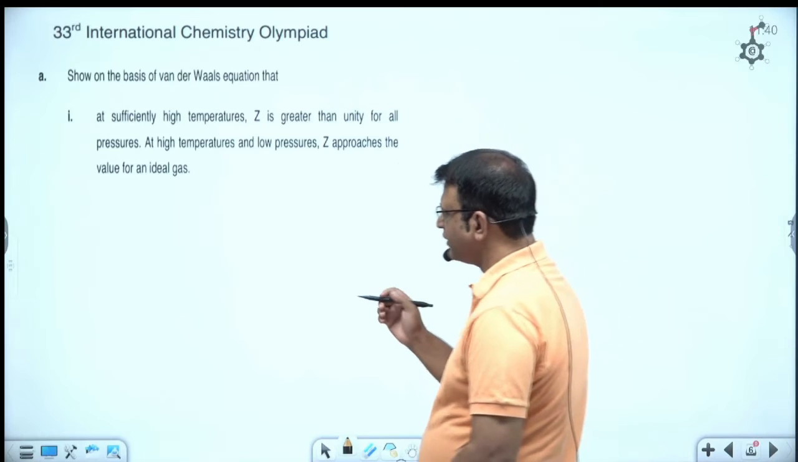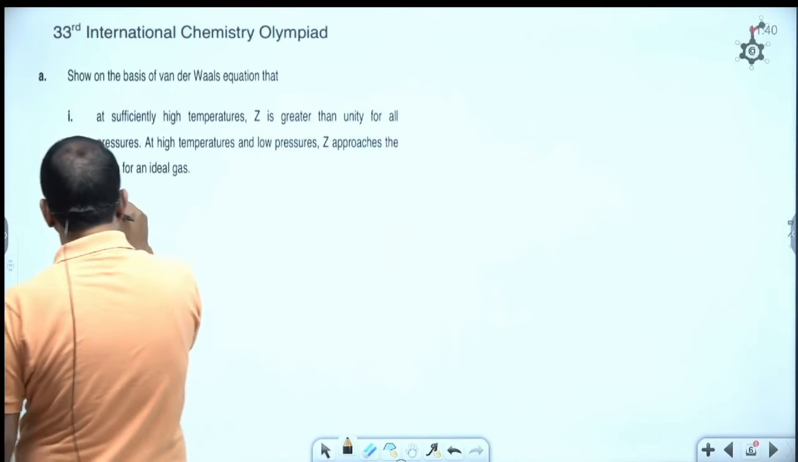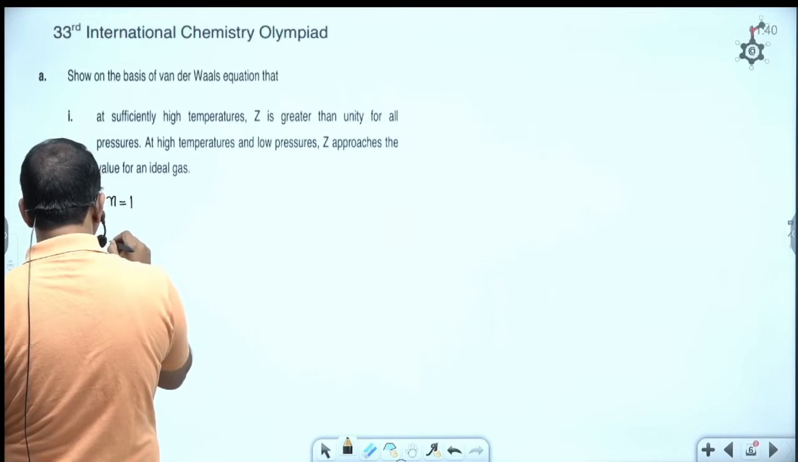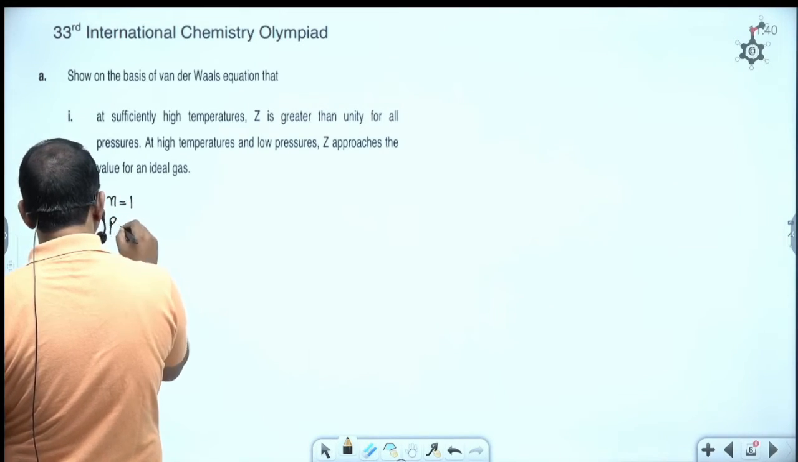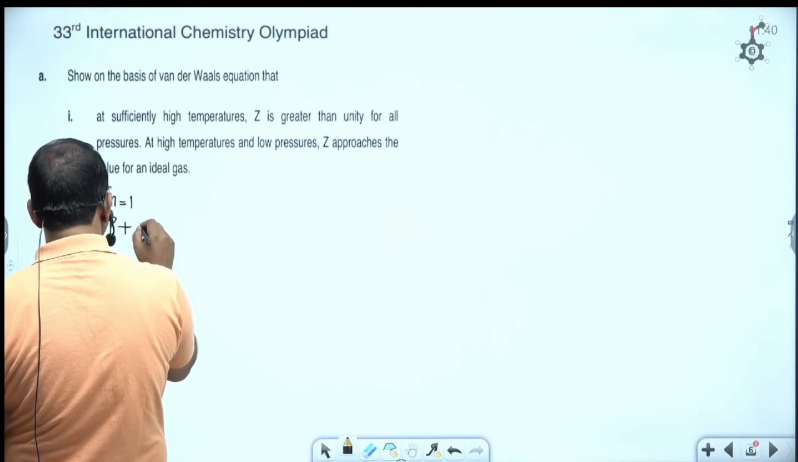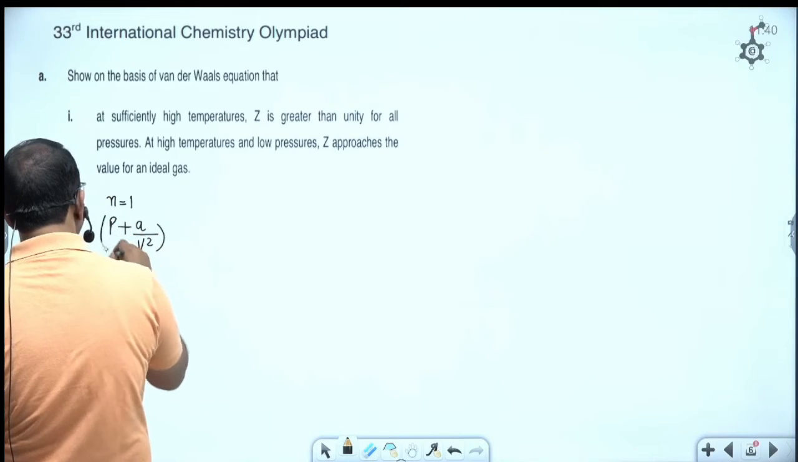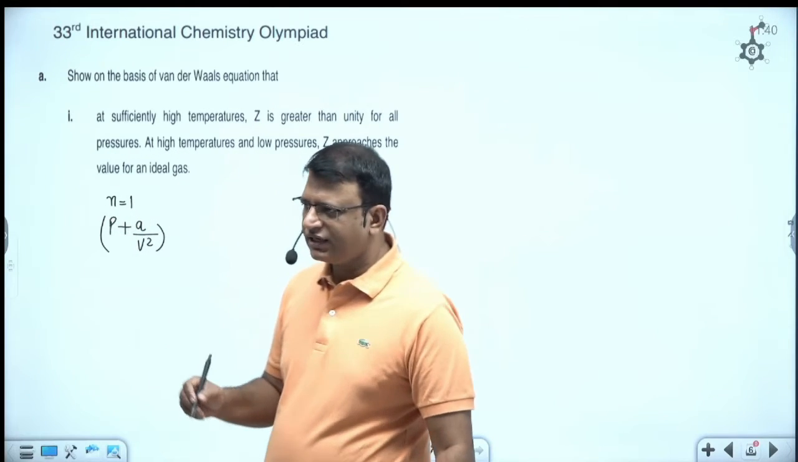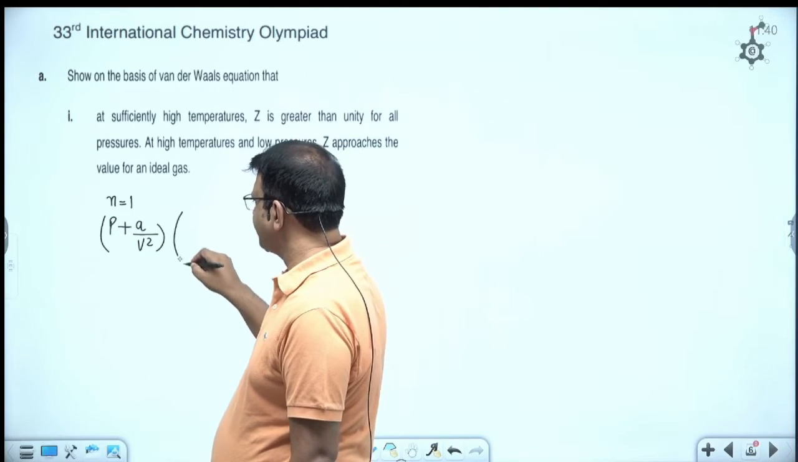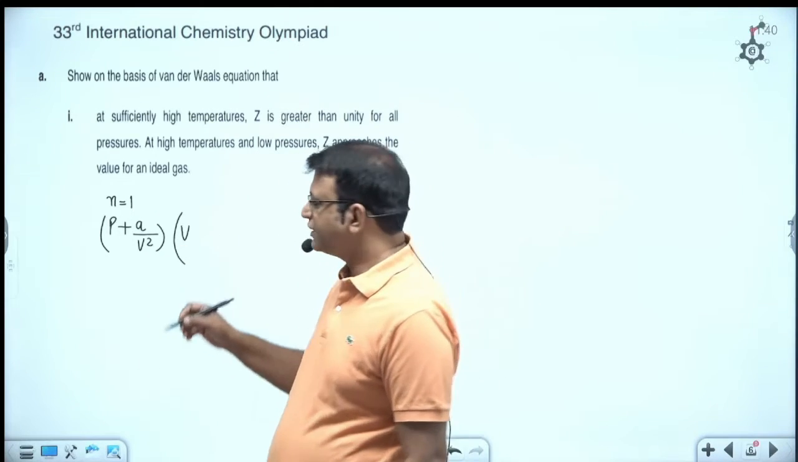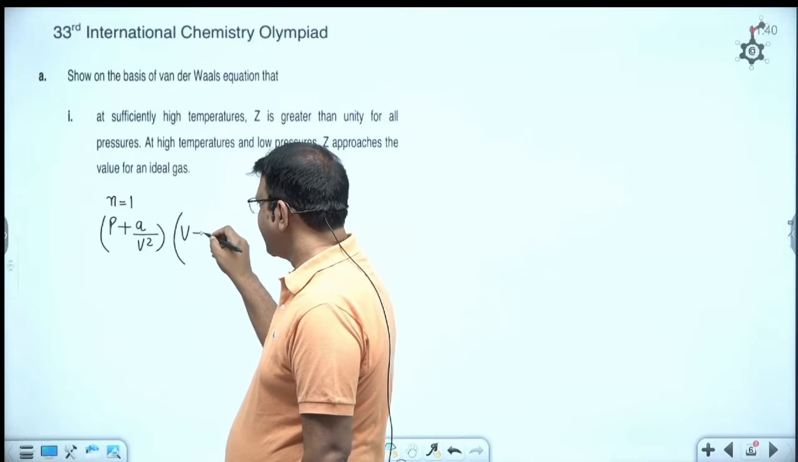So regarding this problem, we first write what is van der Waals real gas equation. So for n is equal to 1 number of moles, we can write that (P plus n square A upon V square), so P plus A upon V square, (V minus nB), n is equal to 1, so V minus B, is equal to RT, right? So n is equal to 1.